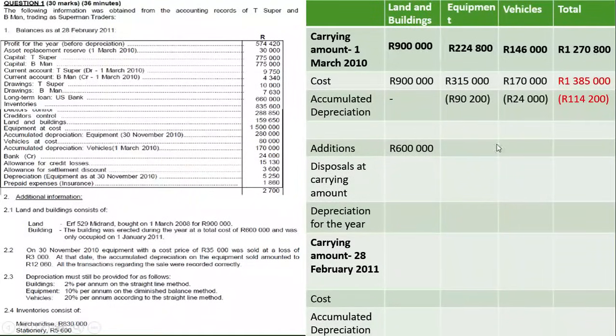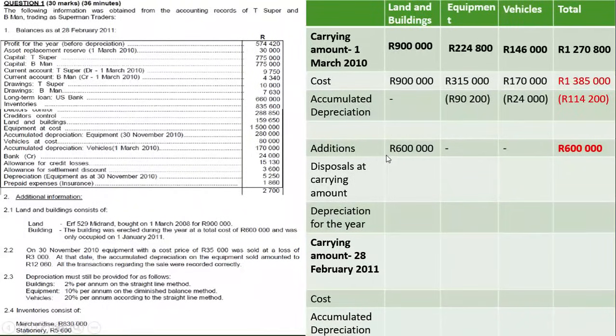Then equipment, we look at equipment. Did we have any addition to equipment? Well, let's look at our additional information. The only thing on equipment is when we sold the equipment. So it's not an addition, it's a disposal. So we have nothing on equipment. So we'll put minus. And then on vehicles as well, if you look at the additional information, there's nothing. That's why I put a dash there because there's nothing. And then we put our total, which was 600,000 rand. And it's only for buildings, which was added.